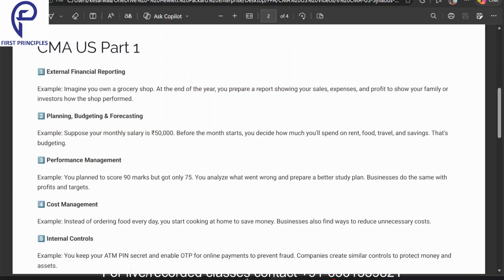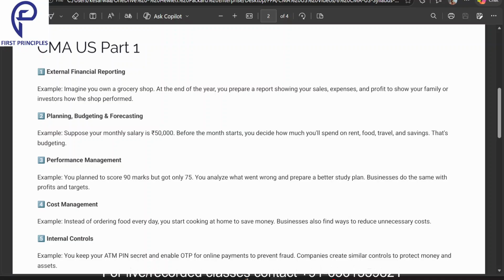Coming to planning, budgeting and forecasting, which is the second section, section B of CMA US part 1. Suppose you earn a monthly salary of rupees 50,000. Before the month starts, you decide how much you will spend on rent, food, travel and savings. That's what budgeting is about. Similarly, when a business gets revenue, or earns a certain amount of profit, they allocate that money between different heads. That's what we study in section B, planning, budgeting and forecasting.